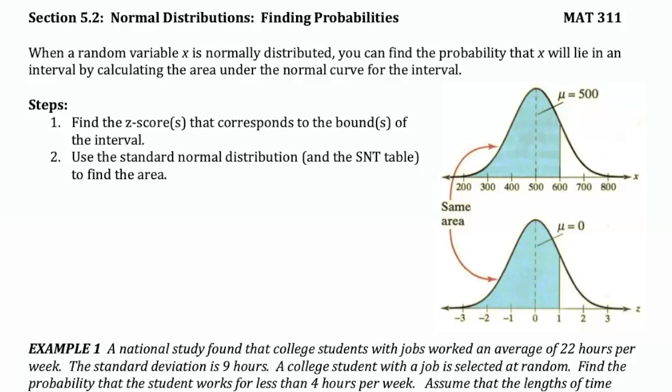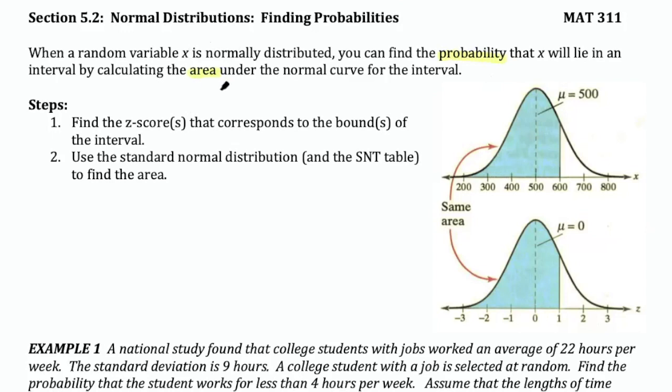We're going to make the connection between the normal distributions that we've been looking at and probabilities. It turns out when a random variable x is normally distributed, you can find the probability that x will lie in an interval by calculating the area under the normal curve for that interval. So the important key words here are that we are connecting the probability with the area.